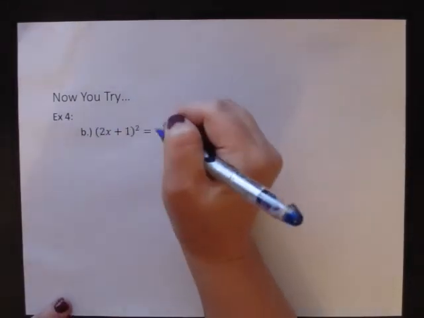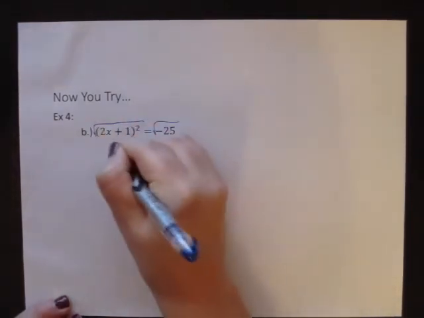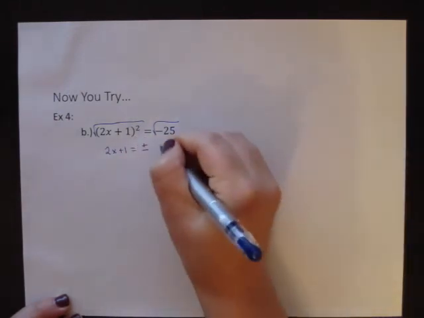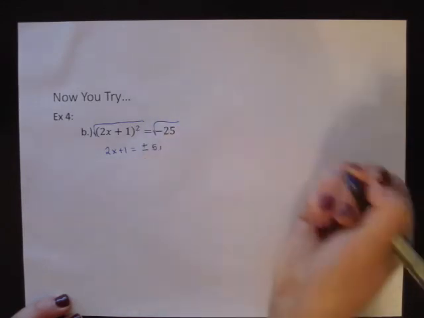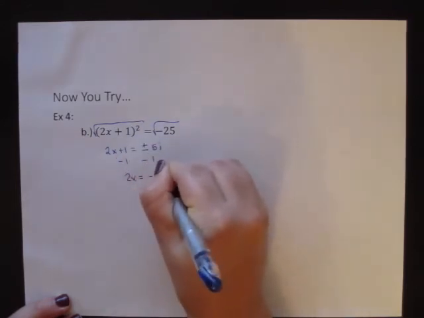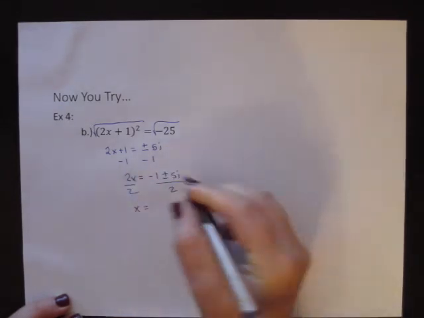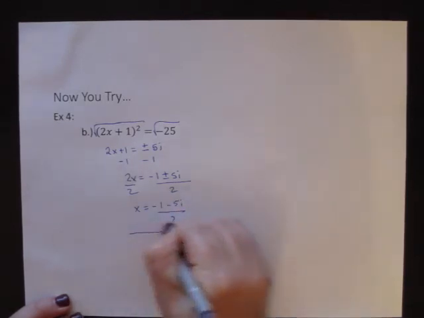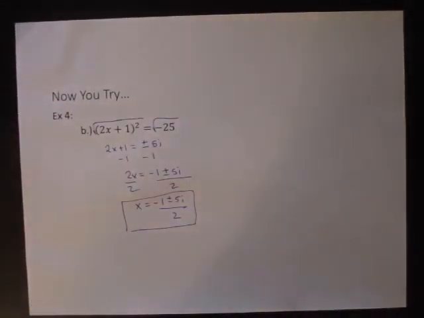Okay, so I got (2x + 1)² = -25. I take the square root on both sides. So I get 2x + 1 on the left. Then because I put the square root, I've got to put plus or minus, and then the square root of negative 25 is 5i. Next thing I got to do is subtract the 1 on both sides. So I got 2x equals negative 1 plus or minus 5i. Then I'm going to divide by 2. So x equals negative 1 plus or minus 5i over 2. I look for canceling, nothing cancels. Ooh, should be plus or minus 5i, sorry.